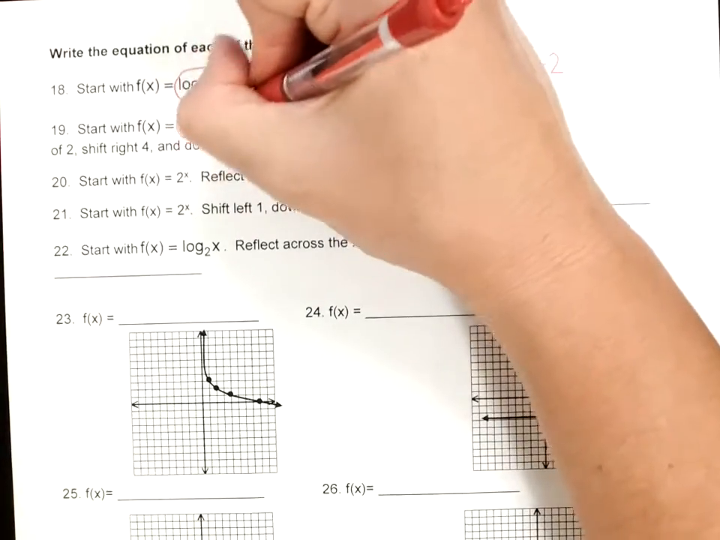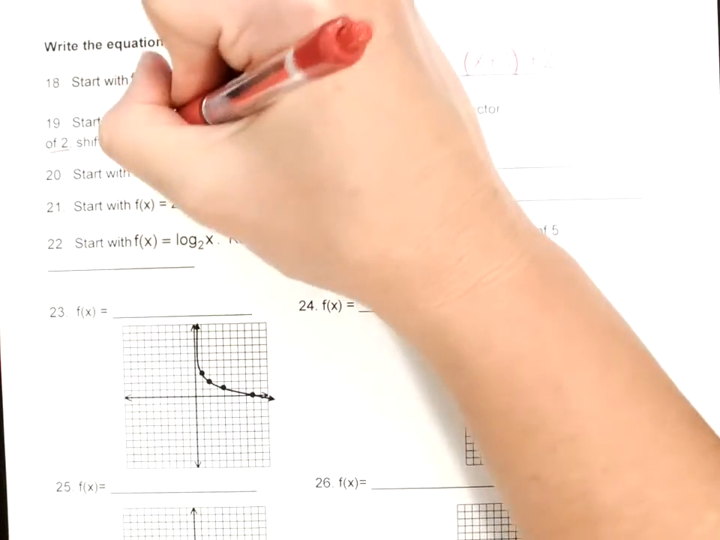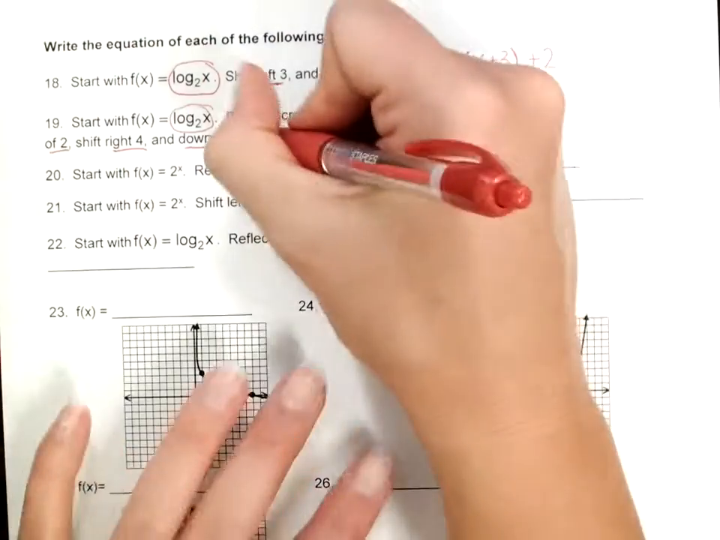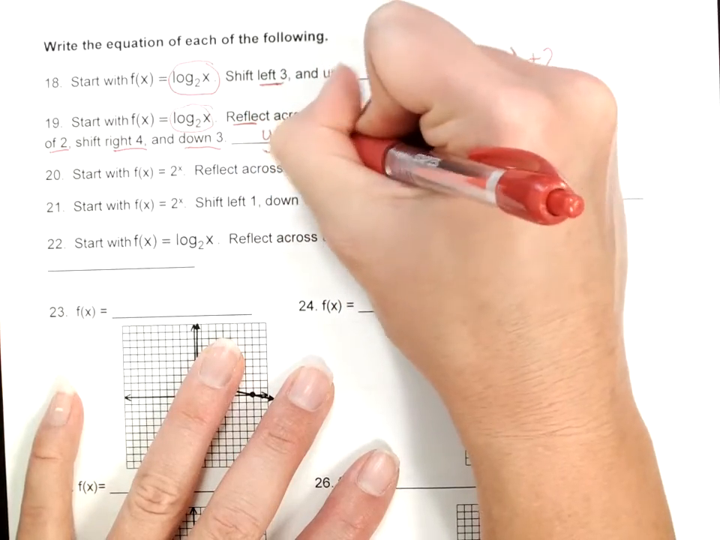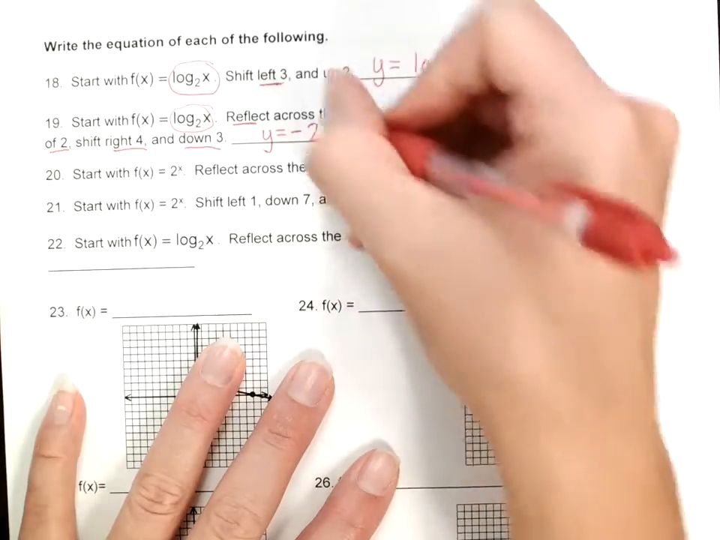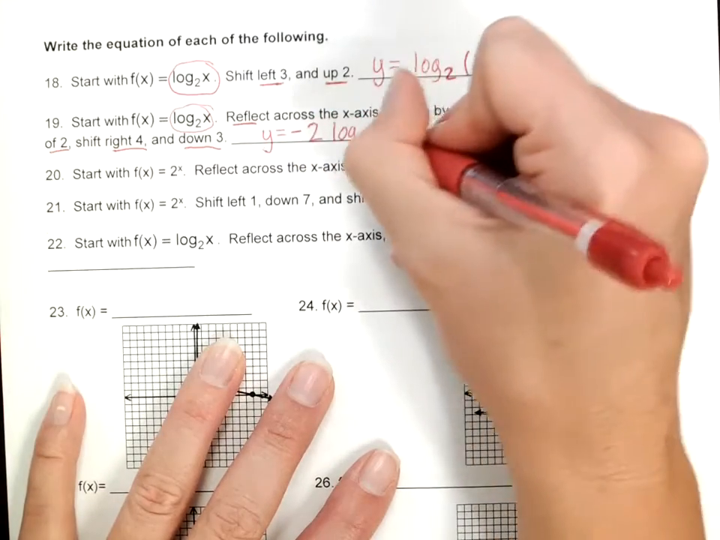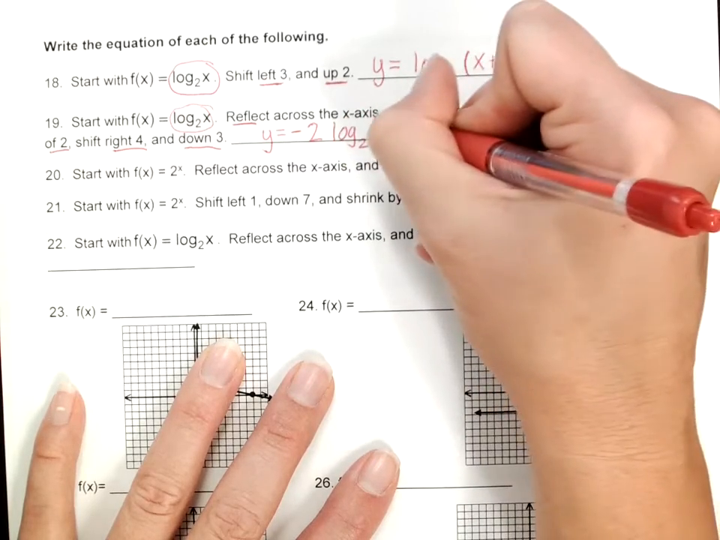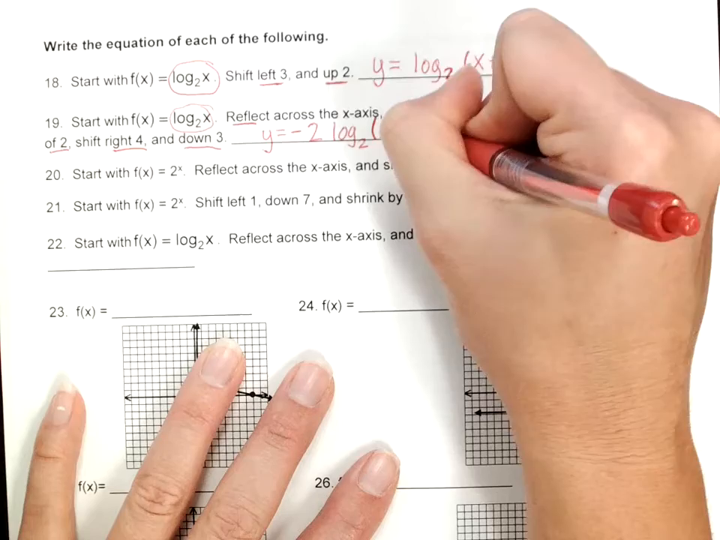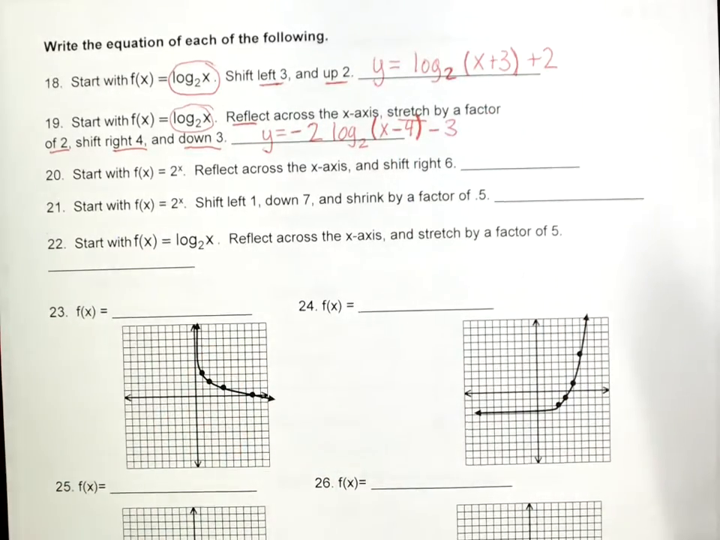Again, starting with a log function, reflect it. Stretch it by a factor of 2, right 4, and down 3. So y equals -2 for the reflection and the stretch. Log, tiny 2, because that's part of the equation. Inside parentheses, because it has a right or a left, we're going to go -4. Outside, -3 for the down. Lots going on in that equation.